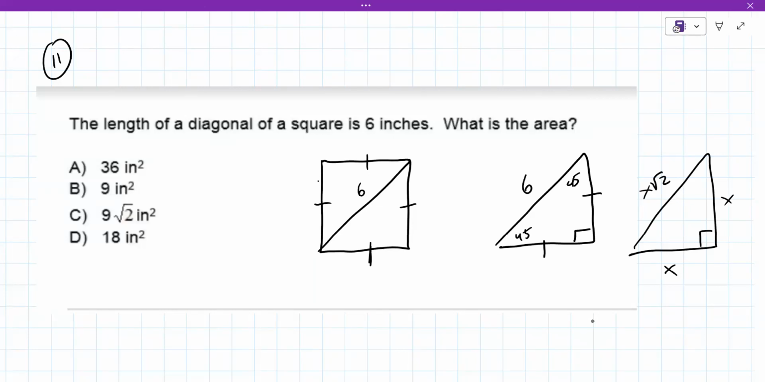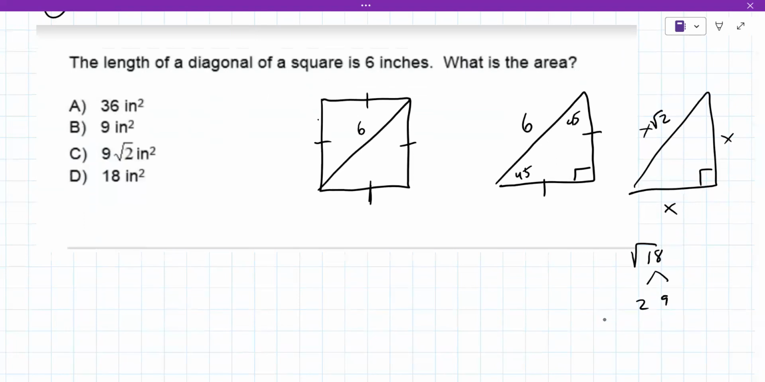square root of 18 each. Okay, what is that side length? It is going to be square root of 18. But what does that reduce to? 9 and 2. 9 square root 2. No, it's 2 and 9, 3 and 3. You have to reduce to a prime factorization.